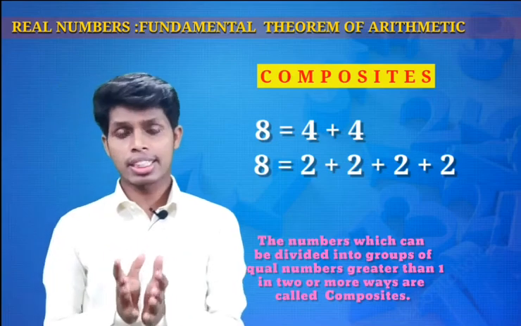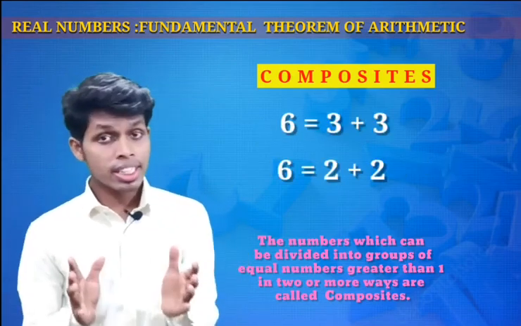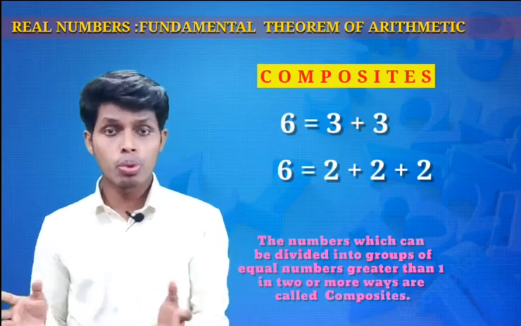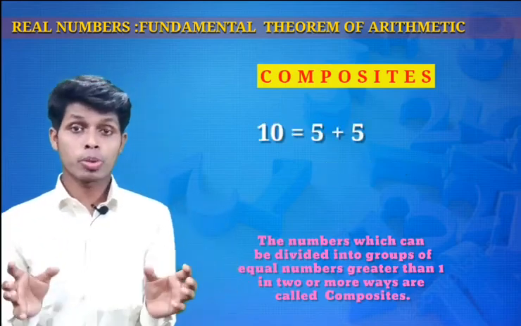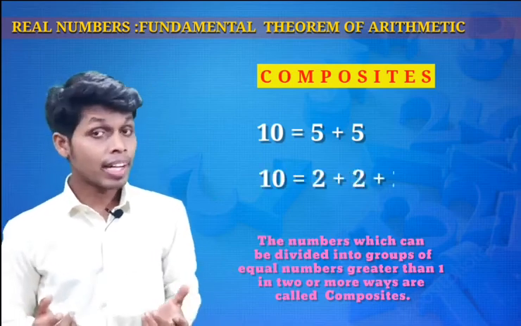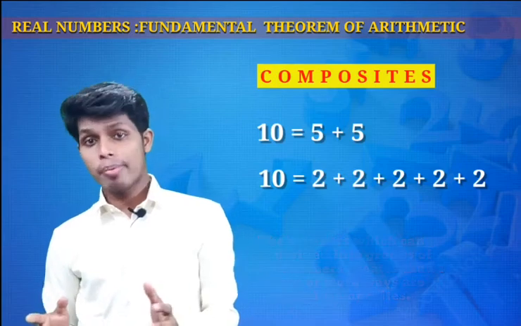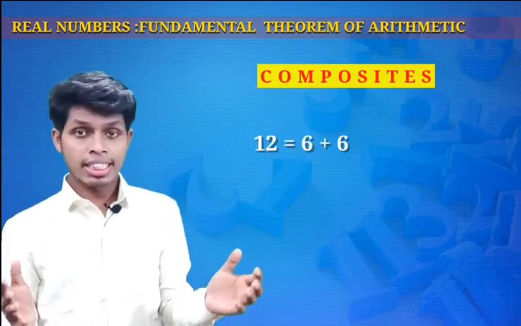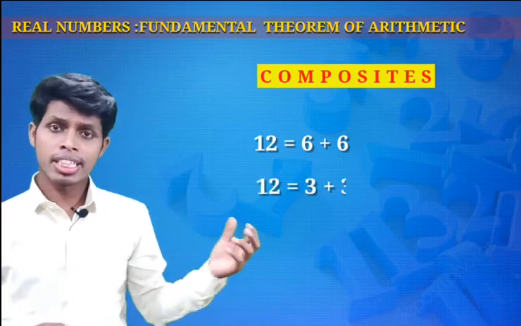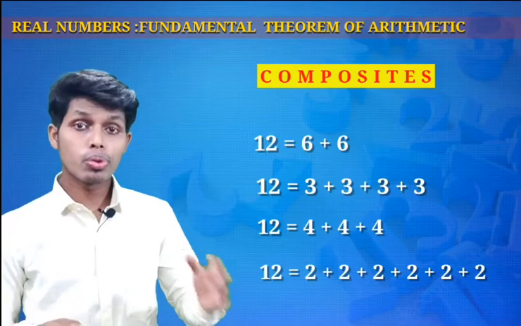Similarly, if you have 6, you can divide 6 into 2 groups such as 3, 3. You can also divide this into 3 groups of 2, 2, 2. Similarly, if you have 10, it can be divided into 2 groups of 5 and 5. It can also be divided into 5 groups of 2, 2, 2, 2, 2. Similarly, if you have 12, it can be divided into groups in many ways, such as 6, 6 into 2 groups, 3, 3, 3, 3 into 4 groups, 4, 4, 4 into 3 groups, 2, 2, 2, 2, 2, 2 into 6 groups.